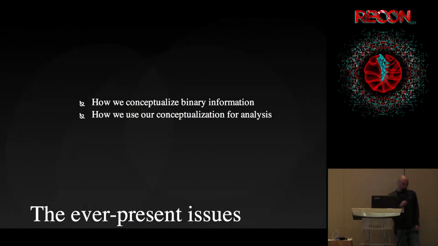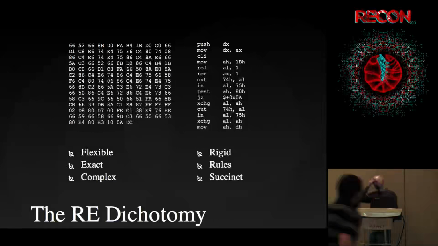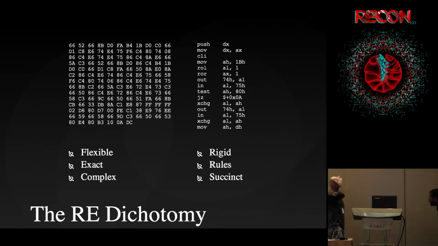When we look at RE through this lens, I think we always come across two ever-present issues, one of which is how do we conceptualize binary information? In other words, how do we make sense of what we're looking at? Obviously, our brains can't hold a gigabyte of ones and zeros, so how do we represent that information in our mind? And then how do we use our representation of that information to further our analysis and understand what's actually going on? When we look at these two issues, I feel like there are two big problems that come up in the way that we do reverse engineering today.